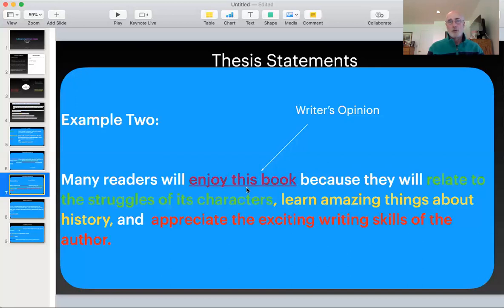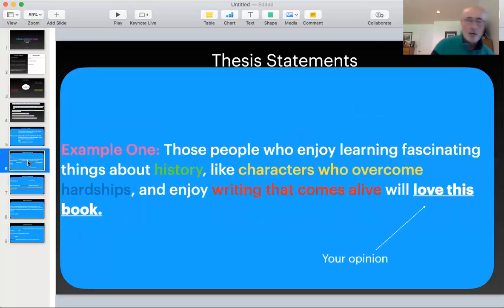Now, same general idea here. If you look here, you'll notice that readers will enjoy this book because they will relate. See this word relate? That's a verb. They'll relate to the struggles. Look at the next one. They'll learn. There's a verb right there. That's parallel. Relate and learn are both verbs. And they will appreciate. See the word appreciate here? Relate, learn, appreciate. They're all verbs. So there's a parallel construction to that thesis statement. You'll want to do that in yours. And by the way, if you have a question about it, and you're not sure if it's good, send it to me in email. I'll give you feedback. I'd love to do that. Love to help you.